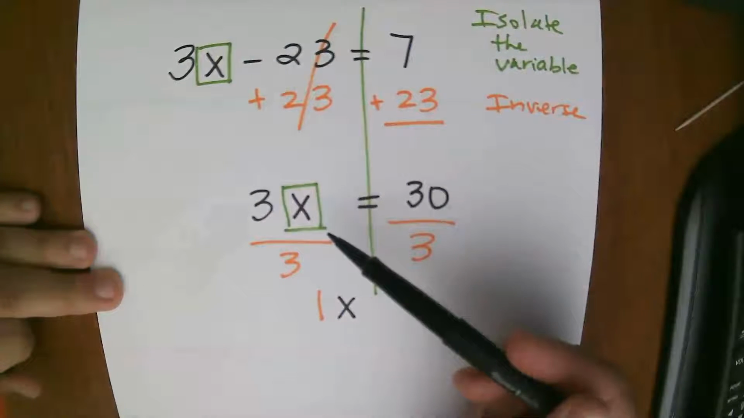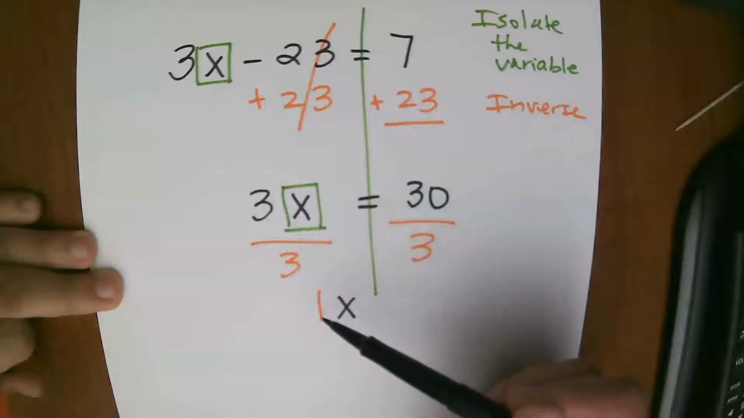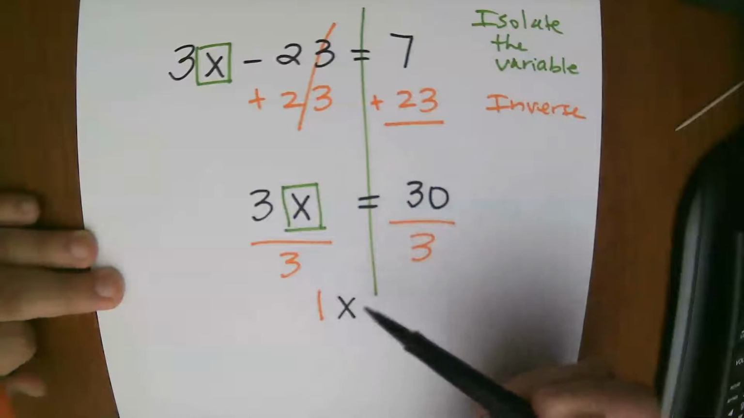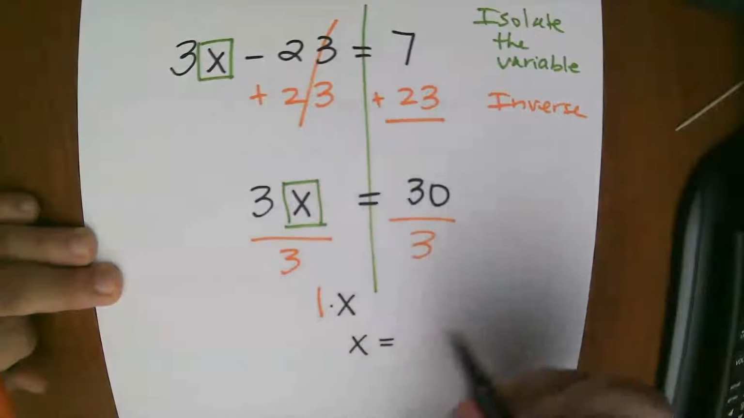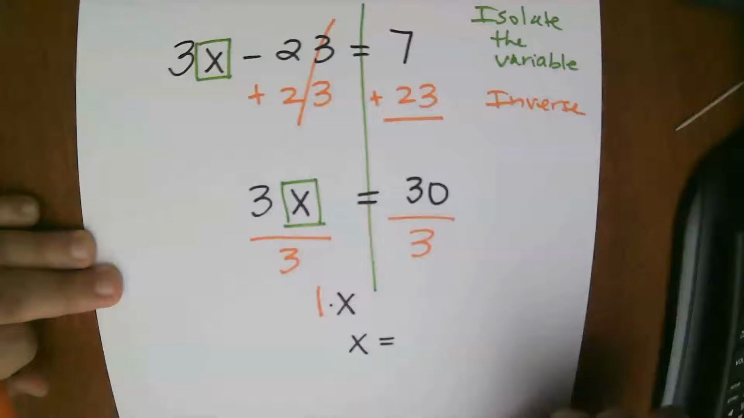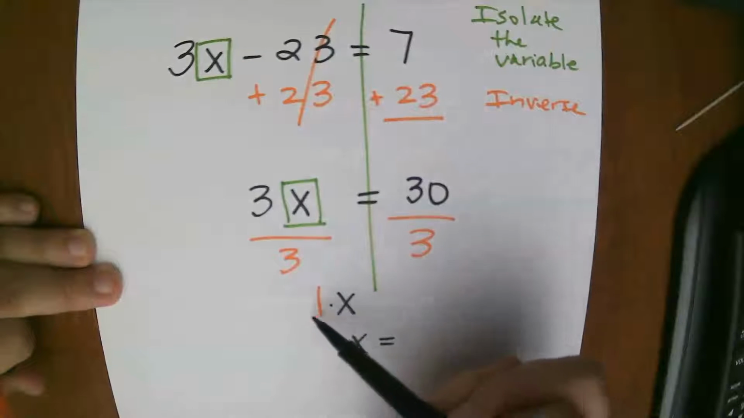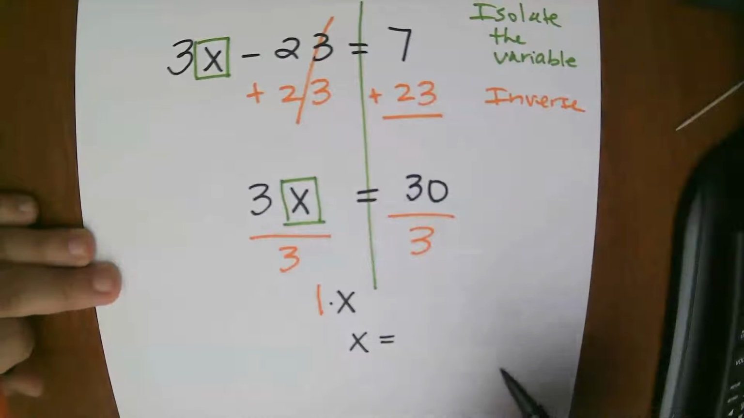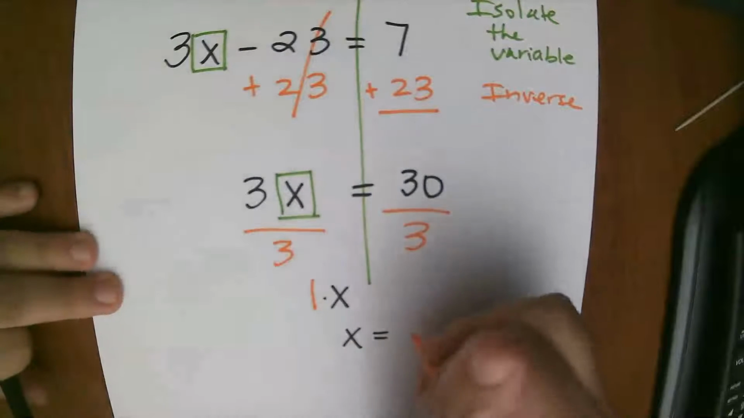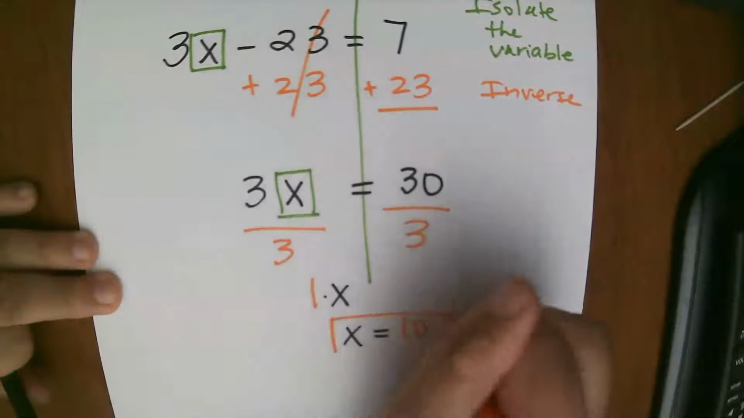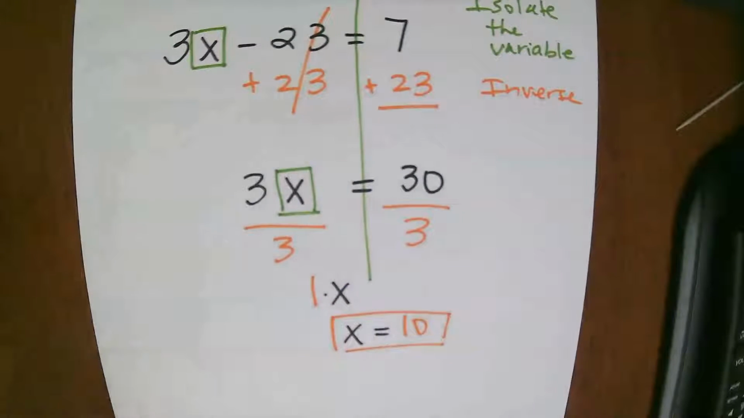And you might think, well, I thought x didn't want any numbers next to it, right? I thought x was a loner. But what happens when you multiply 1 times anything? Well, it just becomes itself. 1 times x is just x, right? So x is actually okay with 1. And in fact, every single variable technically has a 1 being multiplied by right next to it. All right, so 30 divided by 3 is 10. So there's your answer. X equals 10.